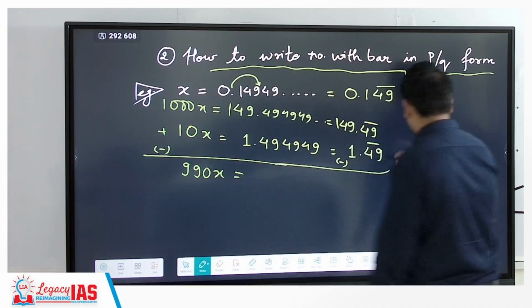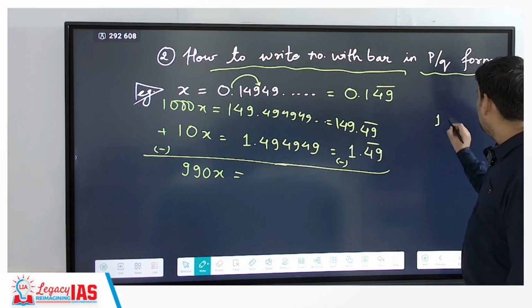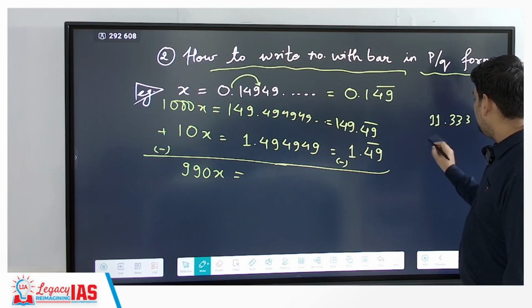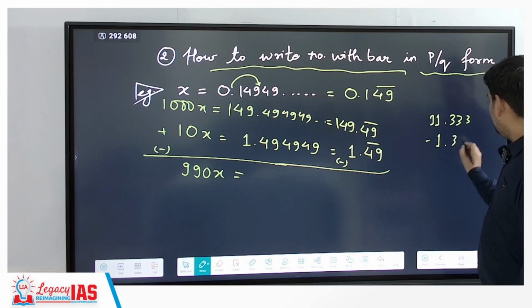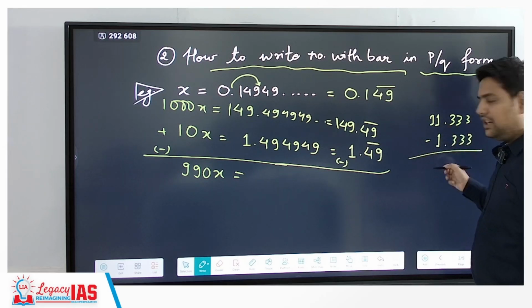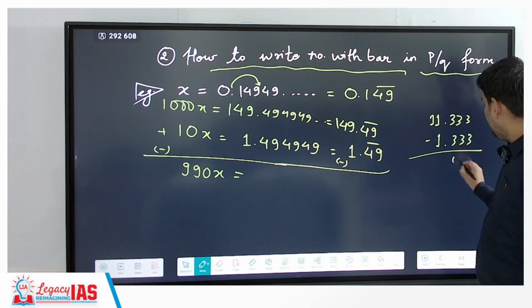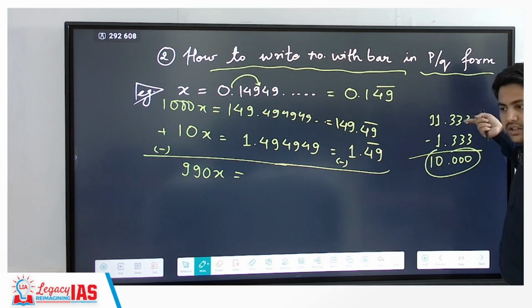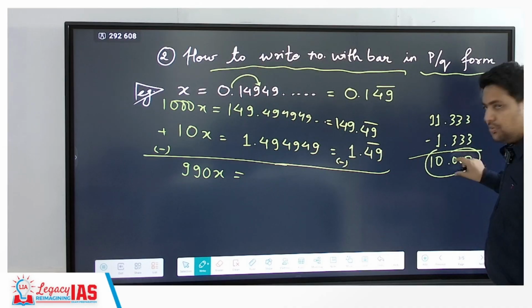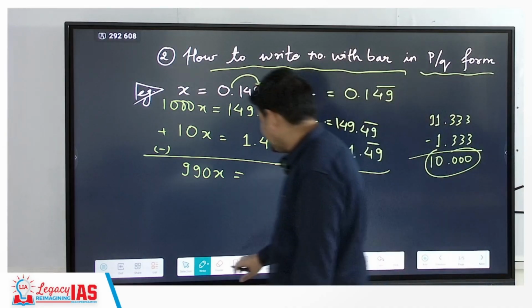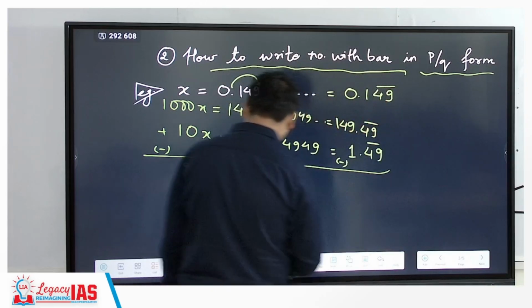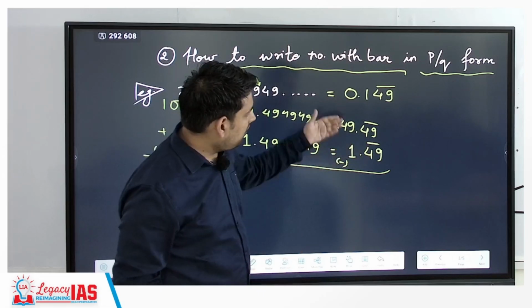Correct? Understand, like if it was written as, let's say, 11.333 and 1.333. So you could subtract it, right? You can see that 333 minus 333 will be 0 and 11 minus 1 would be 10. Even if you increase 3s, if the same number is written up and down, that will always come out to be 0. Correct? So that is why we multiplied it in such a way that we had only 49 bar here. Now we can simply subtract it.